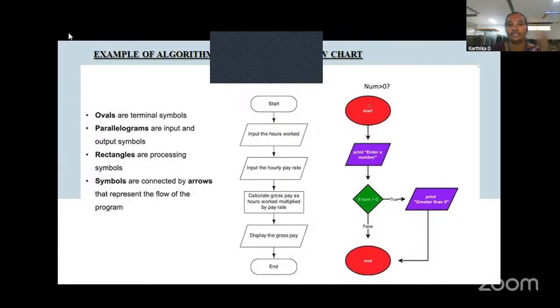At each step, the choice made should be feasible and locally optimal. What is feasible? It should satisfy the problem's constraints. And what is locally optimal? Among all the feasible solutions, the best choice is to be made. What is irrevocable? Once a particular choice is made, it should not be changed in subsequent steps.